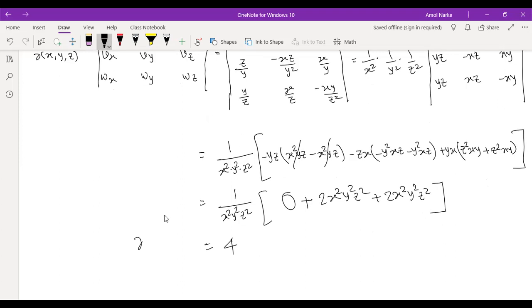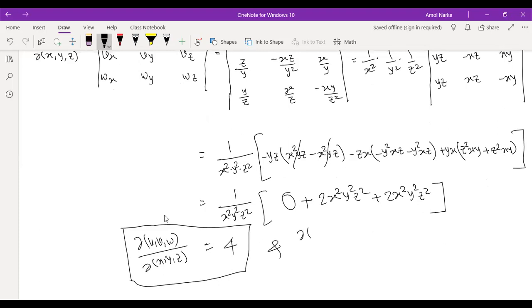So what you have is the Jacobian of uvw with respect to xyz equal to 4. And what is J dash now here? 1 by 4. The Jacobian of xyz with respect to uvw is 1 divided by 4.